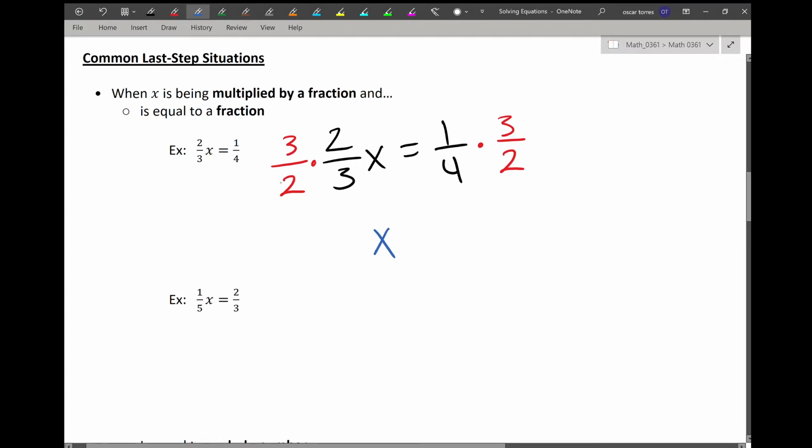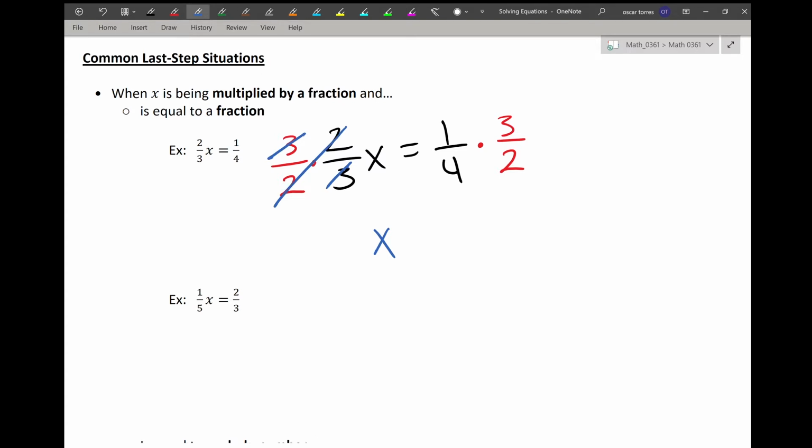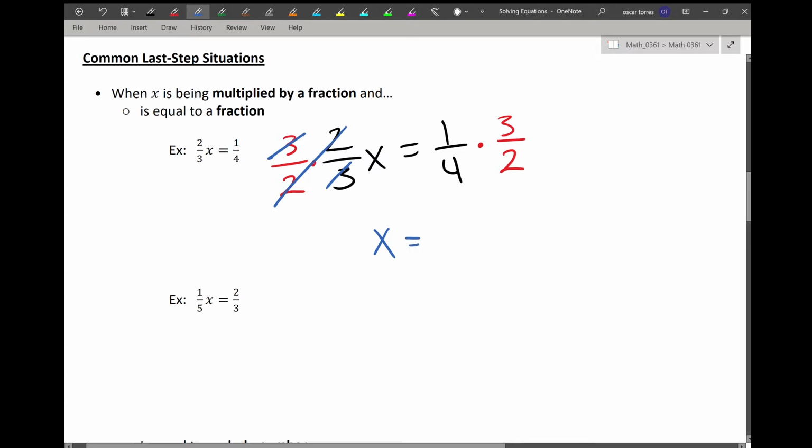So we write it out like this, and we can just cross out the 2's and the 3's. From here, we can simplify the right-hand side by doing the multiplication. Because they're fractions that are being multiplied, we multiply the numbers from left to right. So 1 times 3 gives me 3, and 4 times 2 gives me a final answer of 3 over 8.